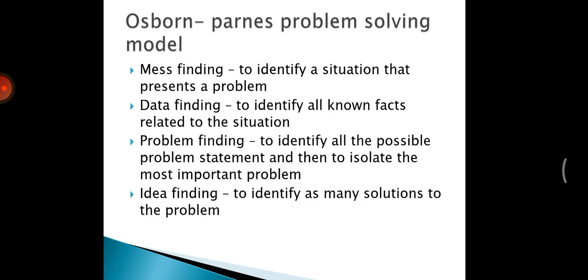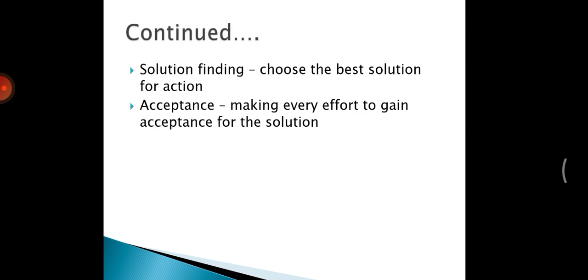So one of the best models is the Osborn problem solving model. In this model we have 6 steps, step by step. So we analyze the problem and we solve it. Mess finding: identify a situation that presents a problem. Data finding: identify all known facts related to the situation. Then problem finding: identify the possible problem statements and then isolate the most important problem. Idea finding: identify as many solutions to the problem as possible. Then solution finding: choose the best solution for action.